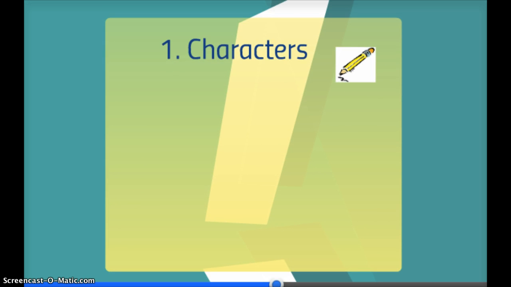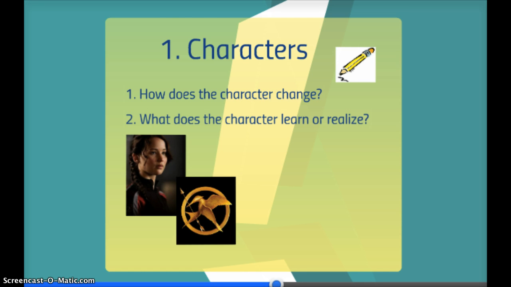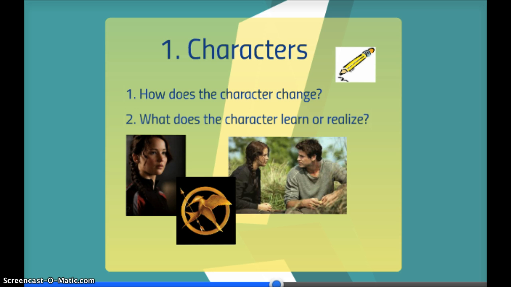Let's look at characters first. One thing to consider is, how do the characters change throughout the story? And what does the character learn or realize? As an example, you can take the Hunger Games. Katniss experiences a fair amount of change over the course of all 3 books. Her relationships with people especially change.